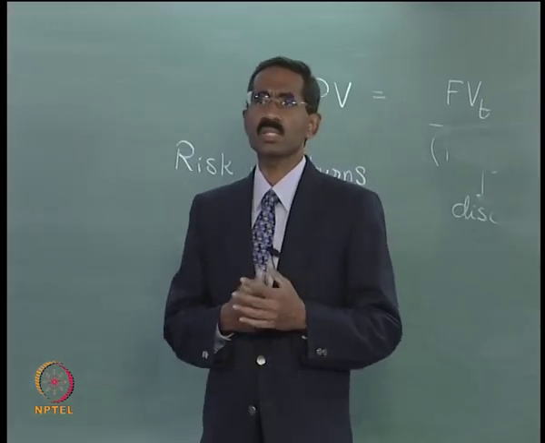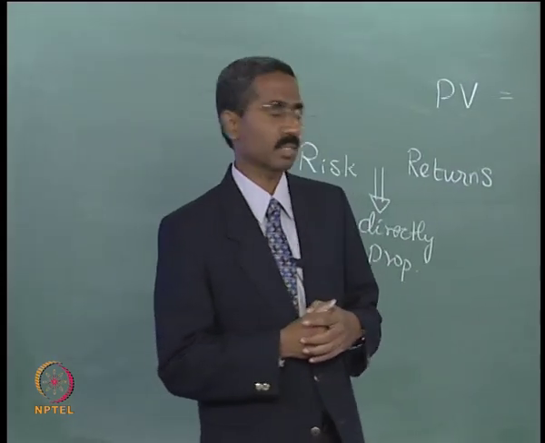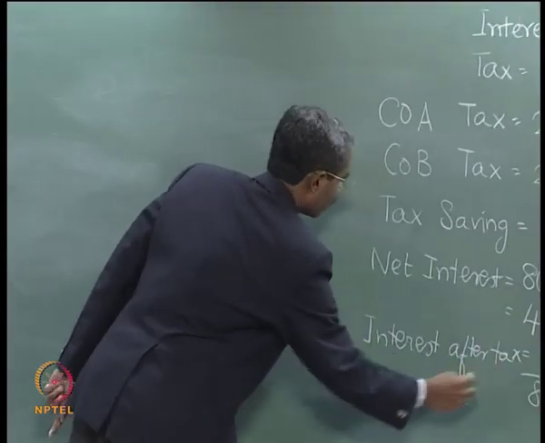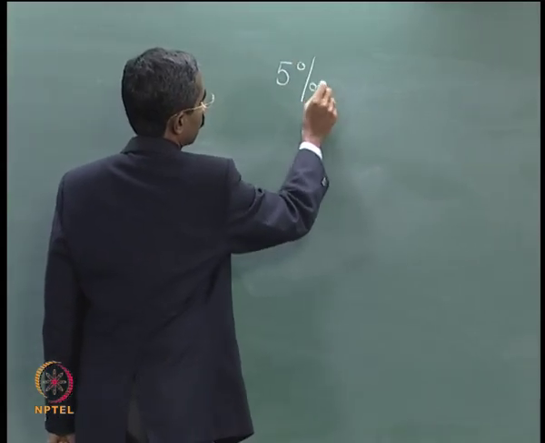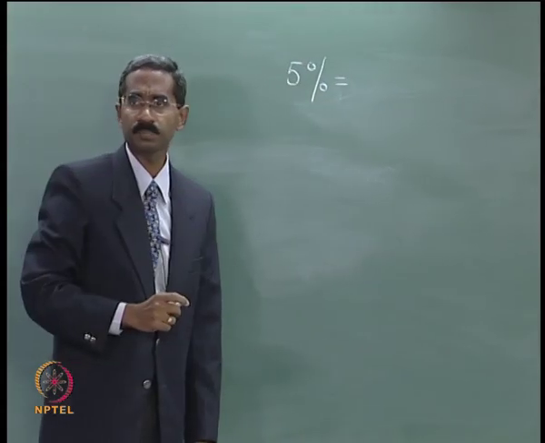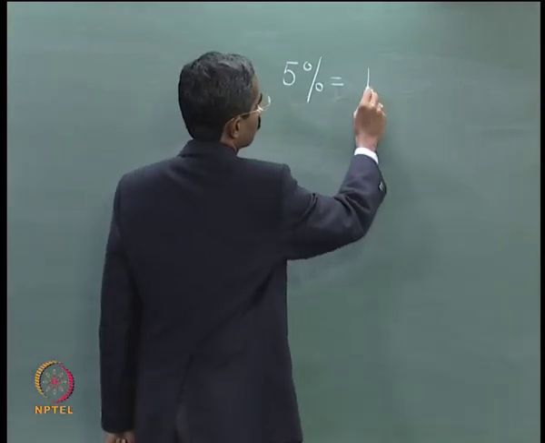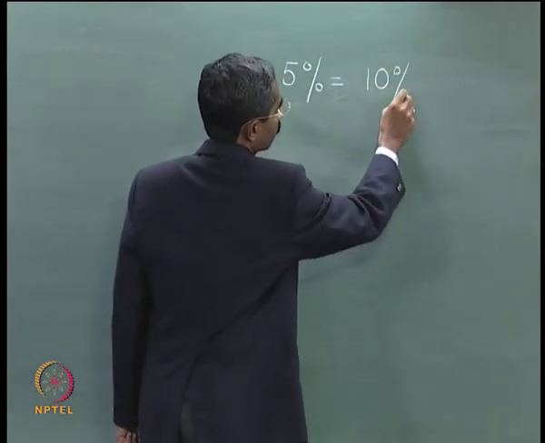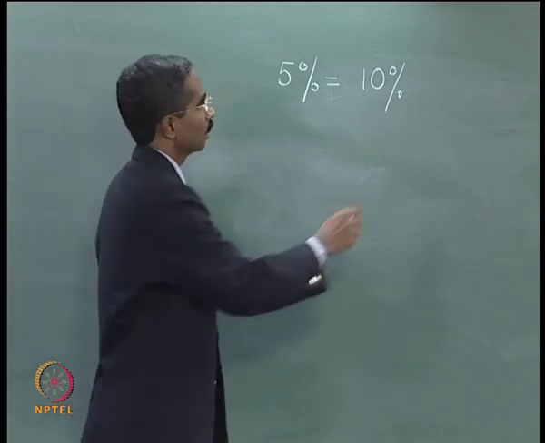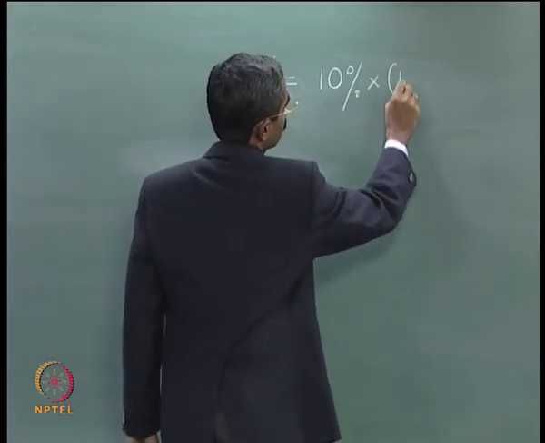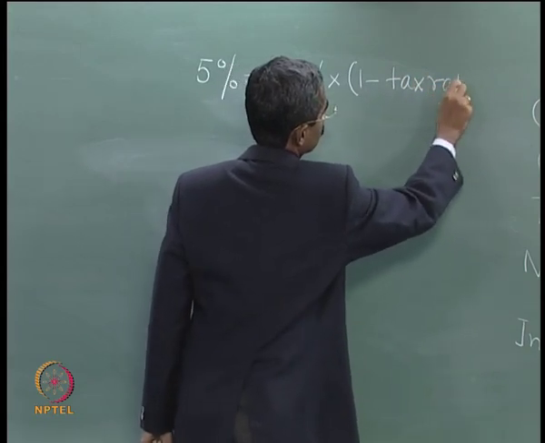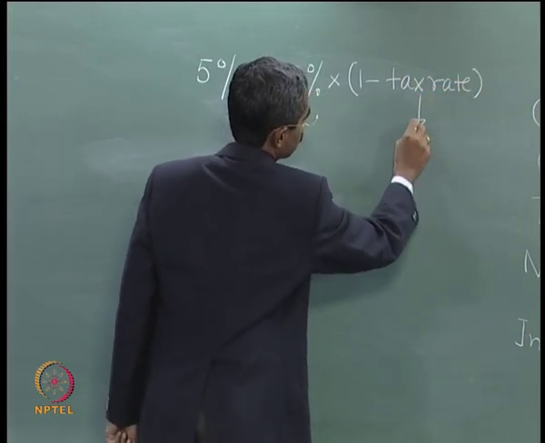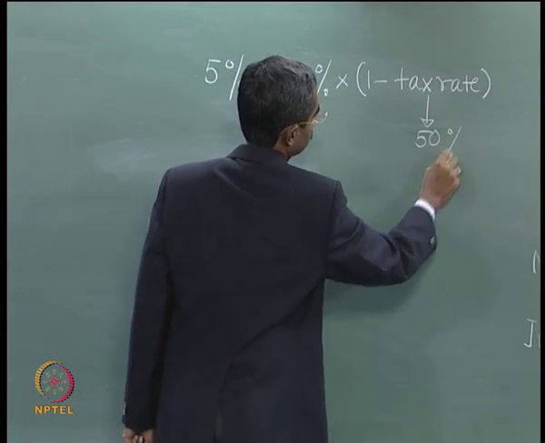So, this represents the after tax cost of debt. Okay. So, after tax cost of debt is 5%. So, this is nothing but the pre-tax cost of debt 10% multiplied by 1 minus your tax rate. So, we have assumed the tax rate to be 3%.